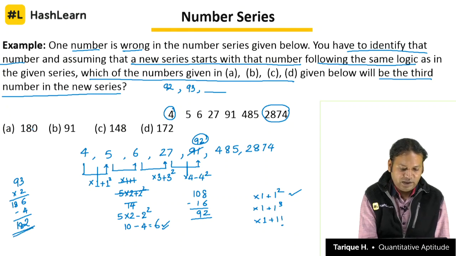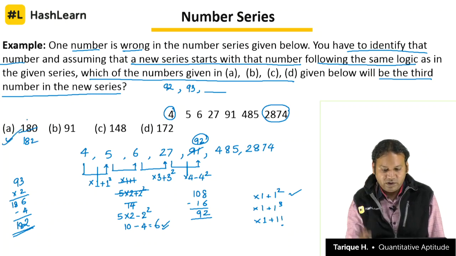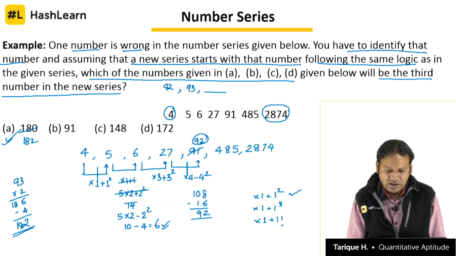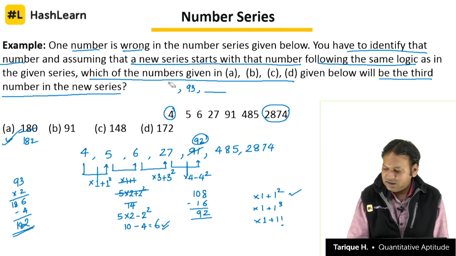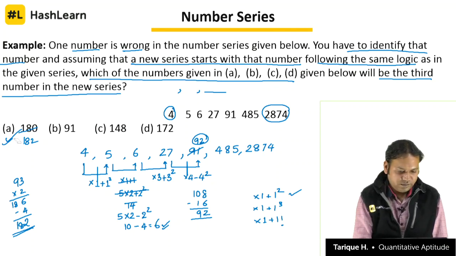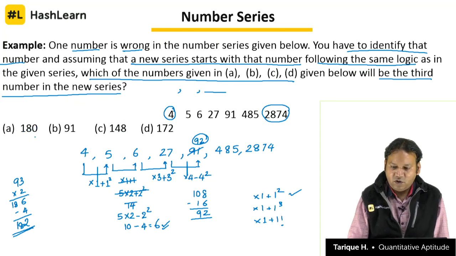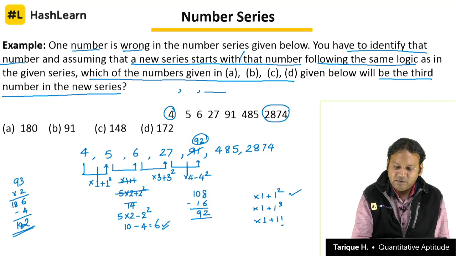So please make sure you correct here. It's not 180, it's 182. So again you see here the wrong number. Just a minute, just make a correction here. You have to not start the series with 92. We have to start the series with the wrong number. Okay, 1 second. Alright. Start the series with the wrong number, starting the series with that number which is wrong.